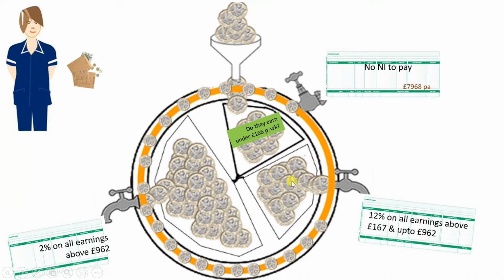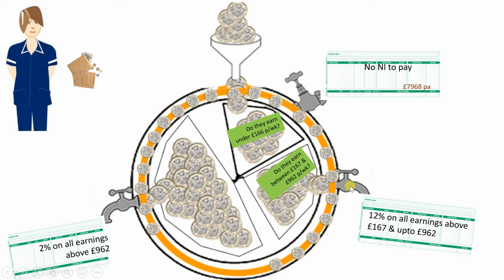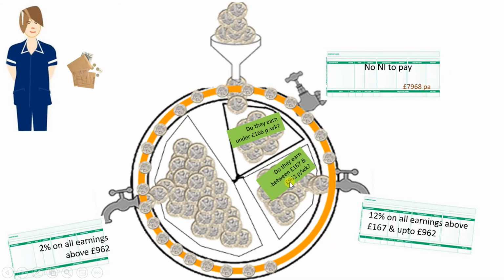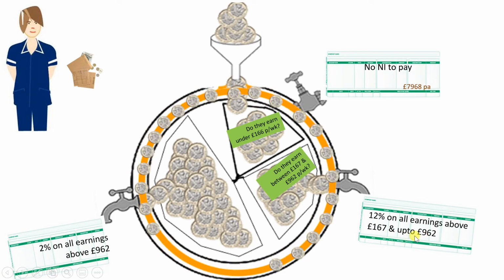Amy's salary has filled the first portion, and then it goes into the second portion, and we ask the question, does she earn between £167 and £962 per week? And so we carry on. Amy clearly earns enough to go into the second portion. She earns well over 962, but she is allowed a portion of her salary, that 167 to 962, where the only deduction is 12%.